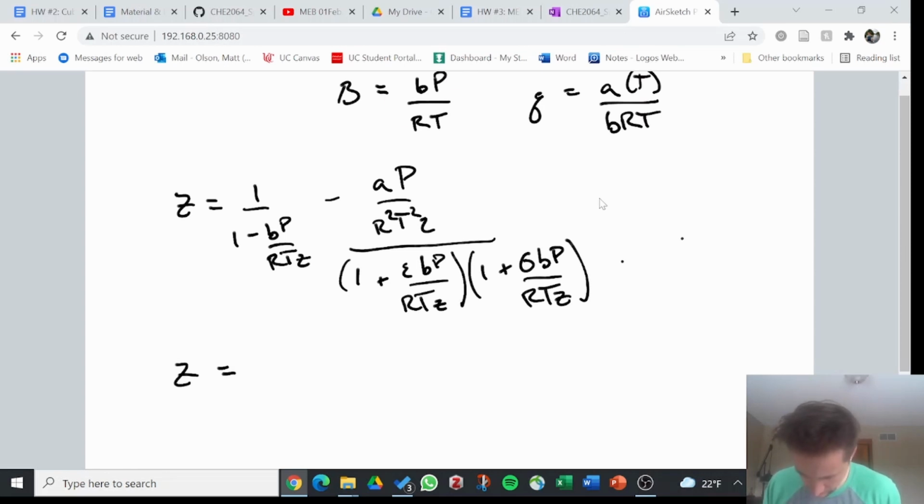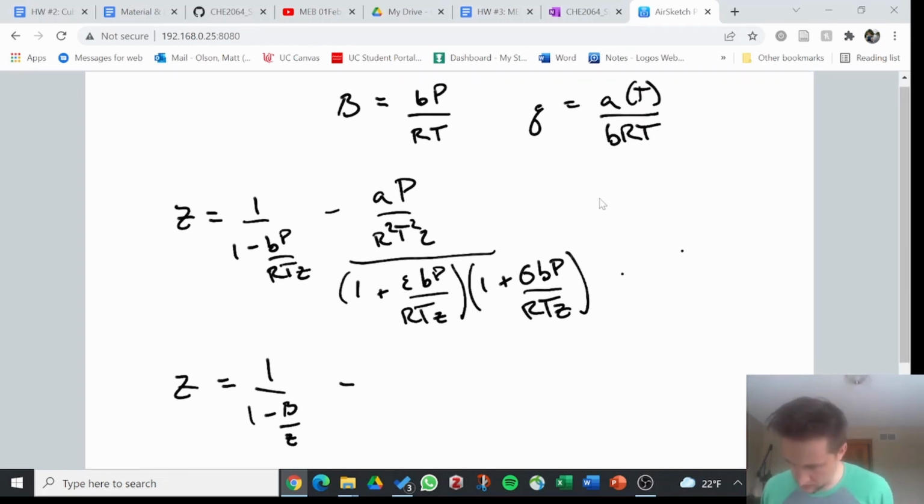Okay, so now we can start making some substitutions in, which is going to leave us with Z equals, so here we're going to see a lot of BPs and RTs, so let's just swap that out with a beta. So 1 over 1 minus beta over Z. Now in this next column, we're going to see Q equaling A over B times RT.